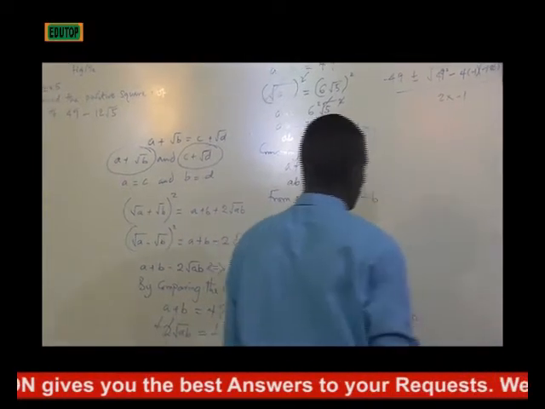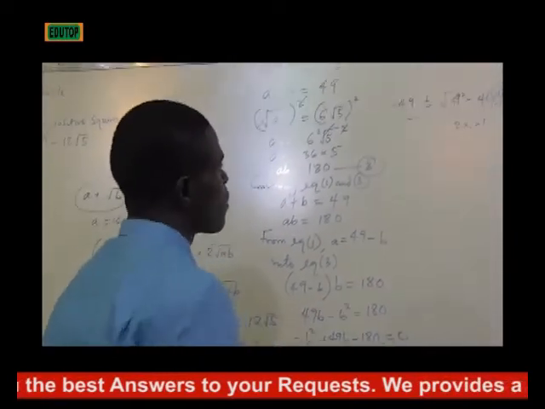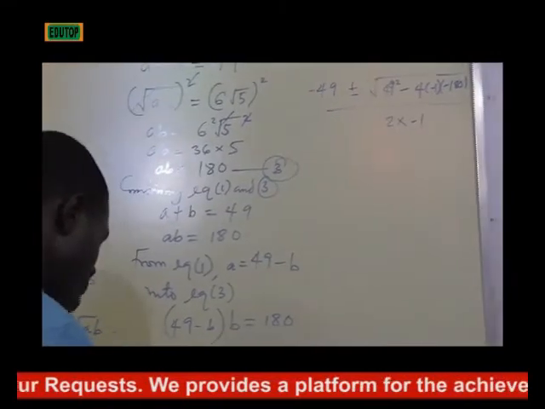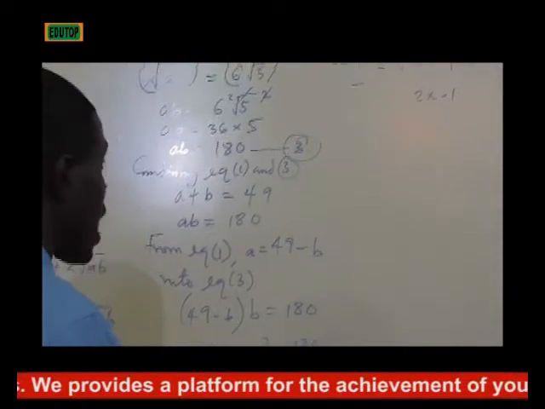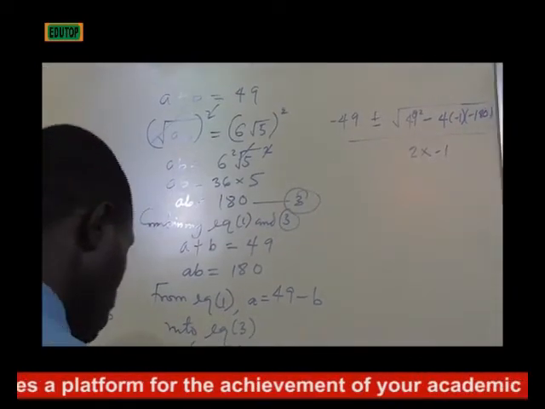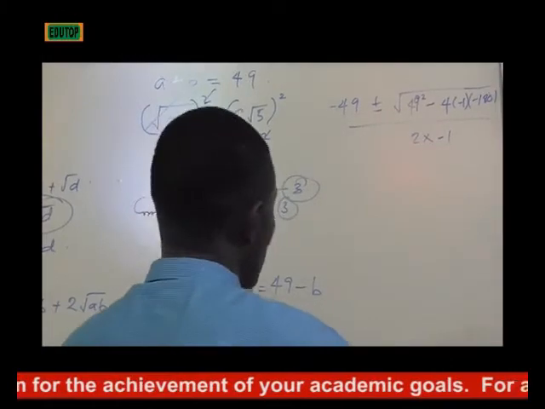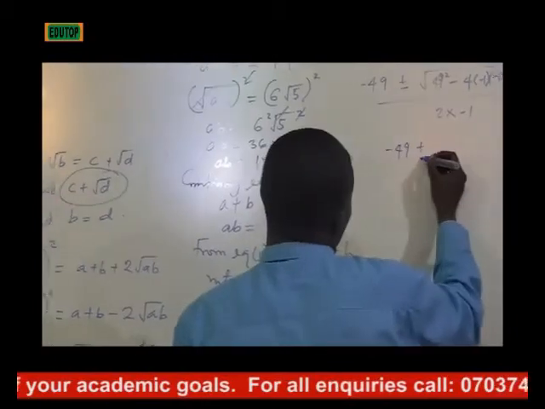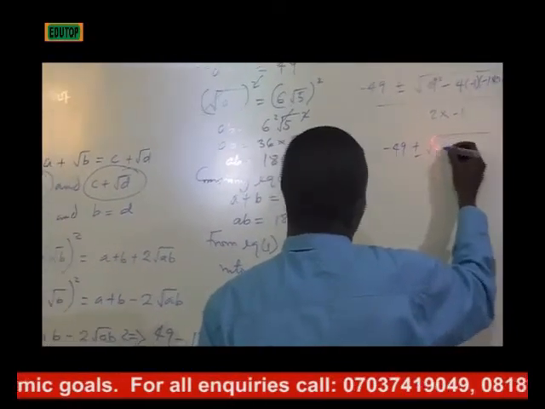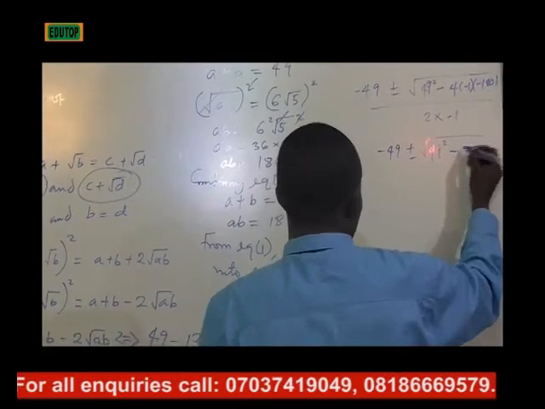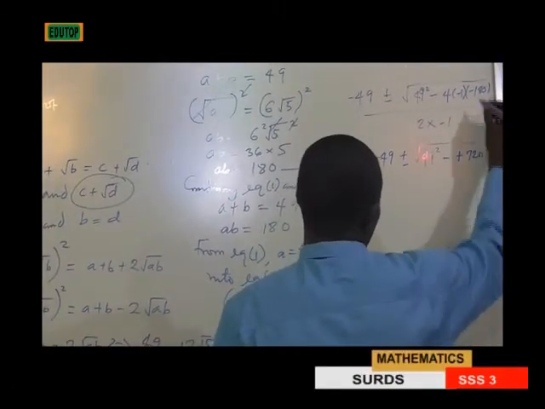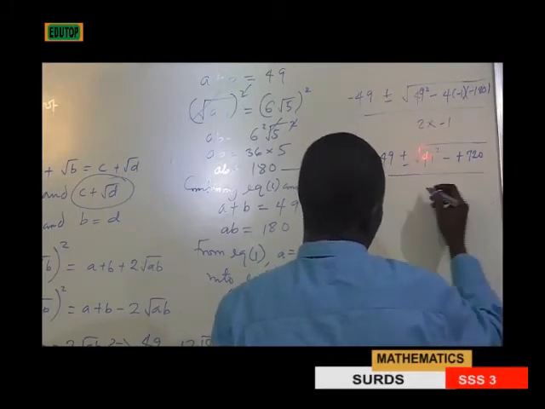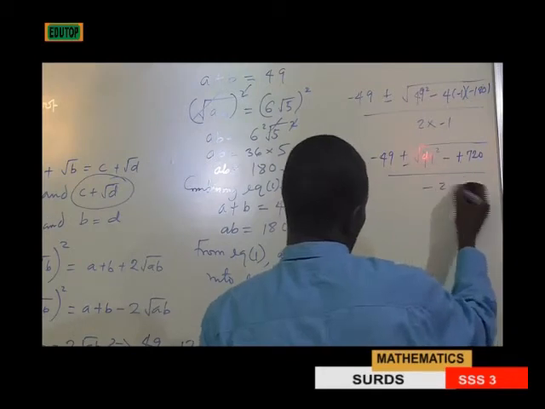So minus 180. So at this point, I multiply 4 times minus 1. 4 times minus 1 will give me minus 4. So minus 4 times 180 will definitely give me minus 720. So I have minus 49 plus or minus square root of 49 square minus minus 720, because minus times minus will give me plus, and that's the plus here. Then I have this over 2 times minus 1, minus 2.